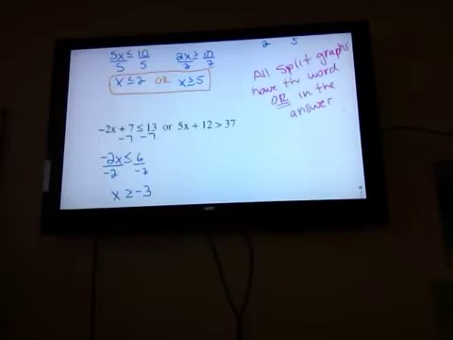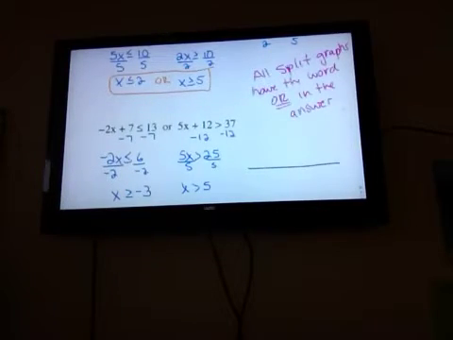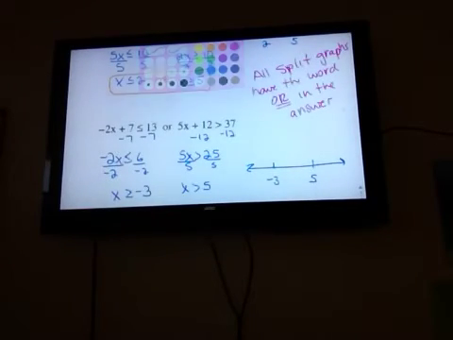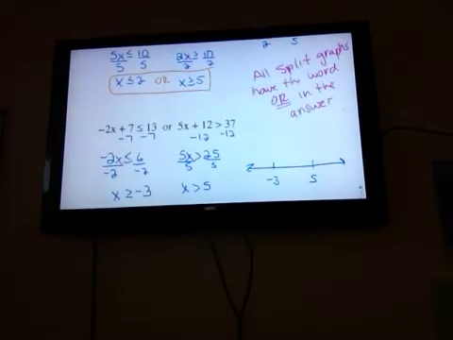And now the other one I'm going to subtract my 12. 5x is greater than 25. Divide by 5. And x is greater than 5. So again, solving 2 steps, maybe 3 at the most on one of the ones we did. Usually just 2.